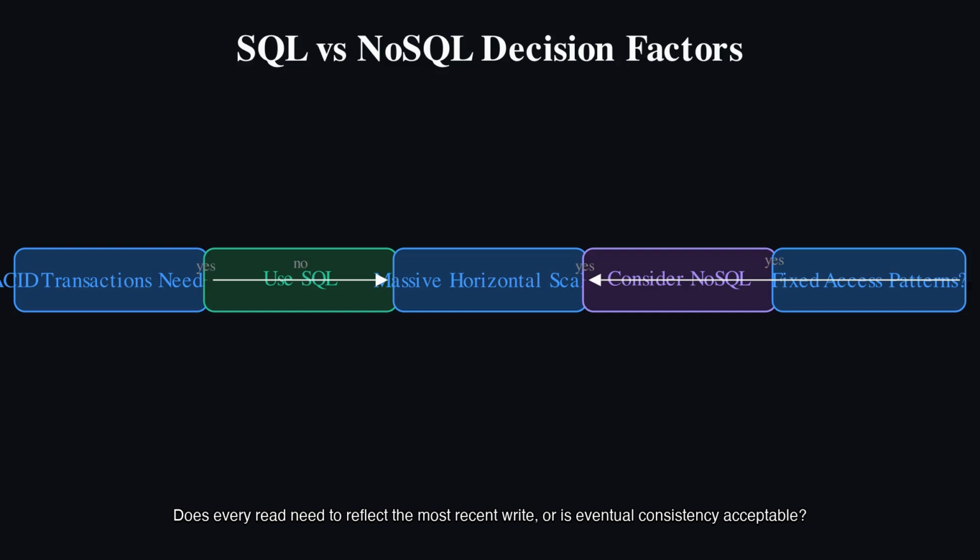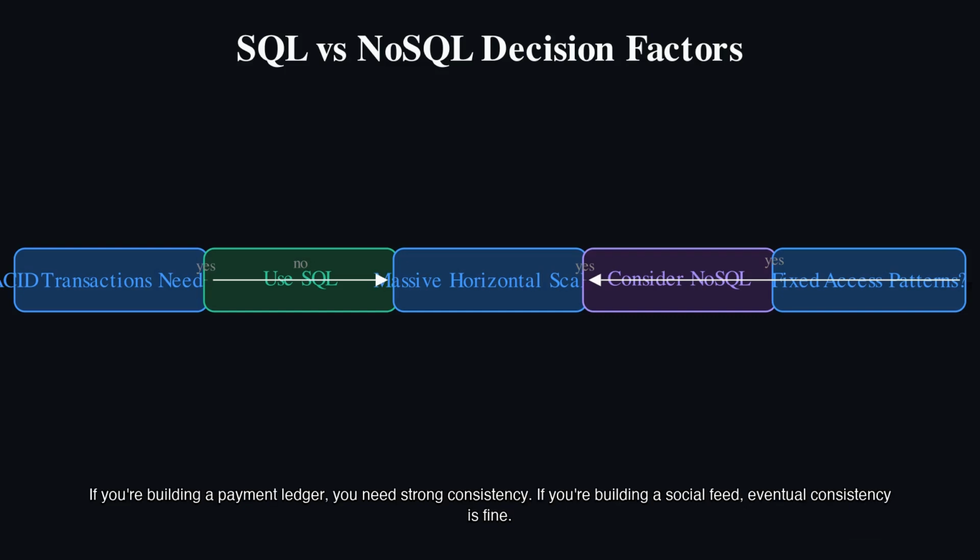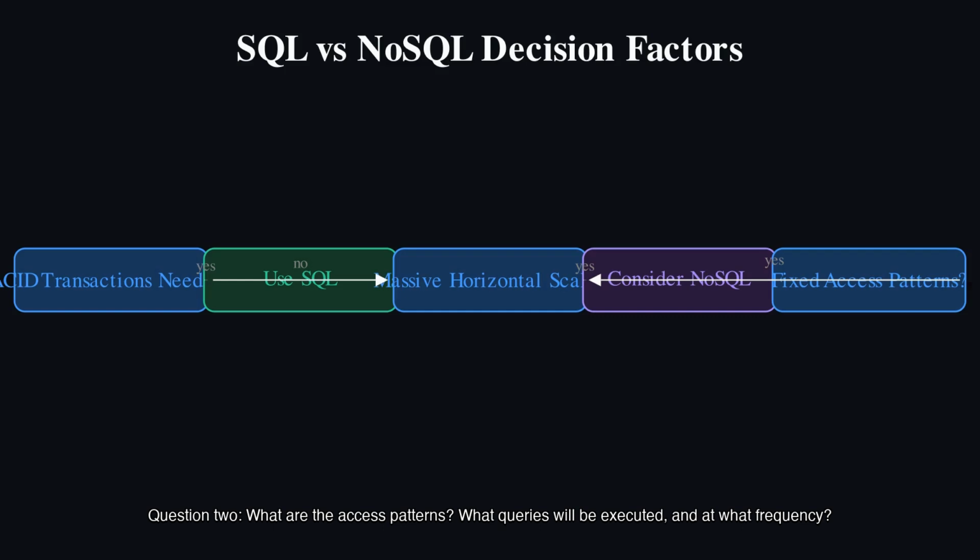If you're building a payment ledger, you need strong consistency. If you're building a social feed, eventual consistency is fine. Question 2. What are the access patterns? What queries will be executed and at what frequency?